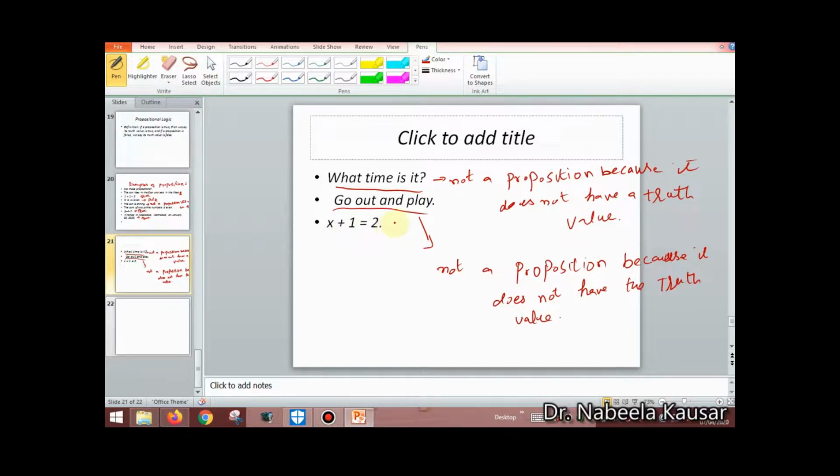X plus 1 is equal to 2. Now x is a variable, it may have any value, it may have 3, it may have 1. If it's 3, then this sentence will be equal to 4, and if it has 2, then this sentence will be equal to 3. But if it has 1, then this sentence may be equal to 2. So it's not confirmed what will be the value of this expression. So it's not a proposition.